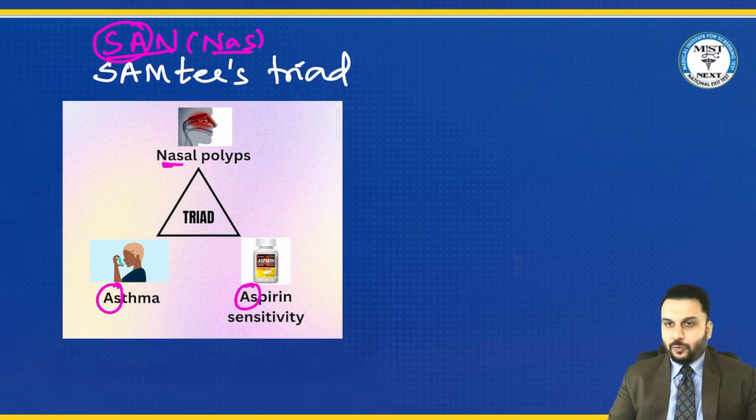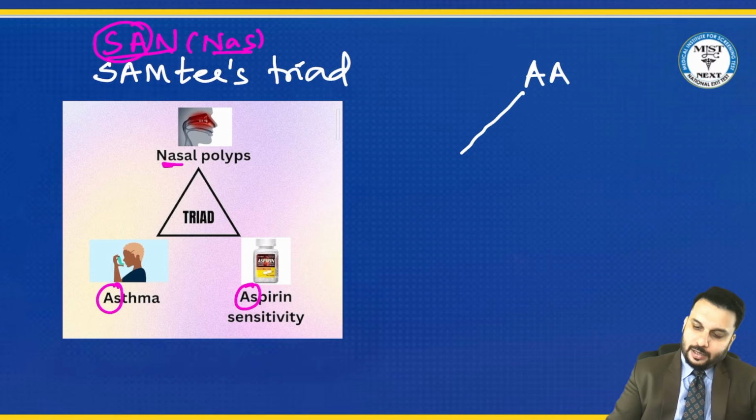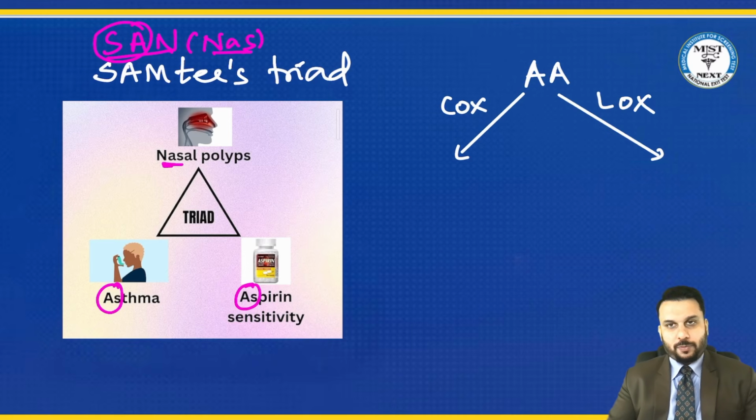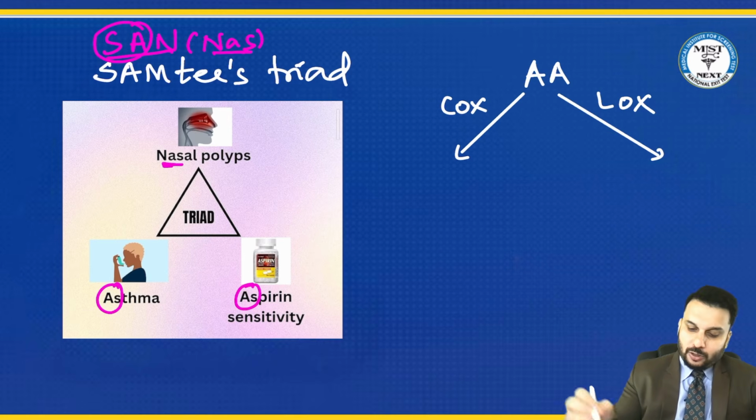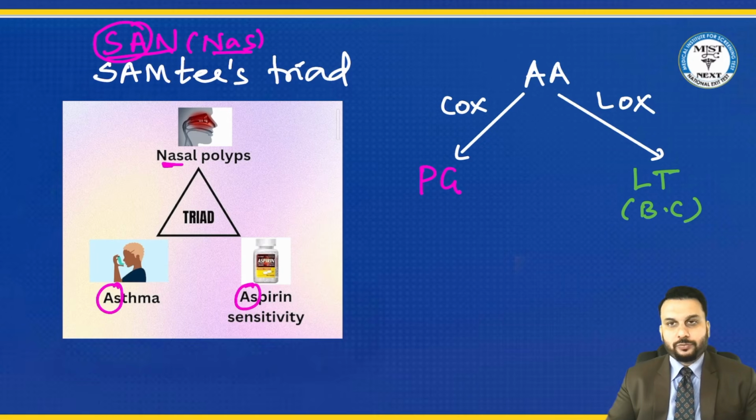Okay, so why does it happen? Now let's try to understand. There is this pathway called the arachidonic acid pathway. The arachidonic acid pathway divides into two, as you know: one called the COX pathway, another called the LOX pathway. Now check this out. The COX makes prostaglandins and the LOX makes leukotrienes, which will cause bronchoconstriction.